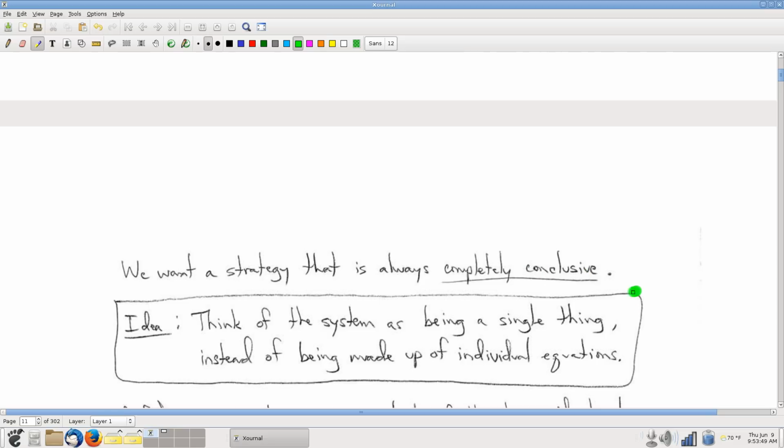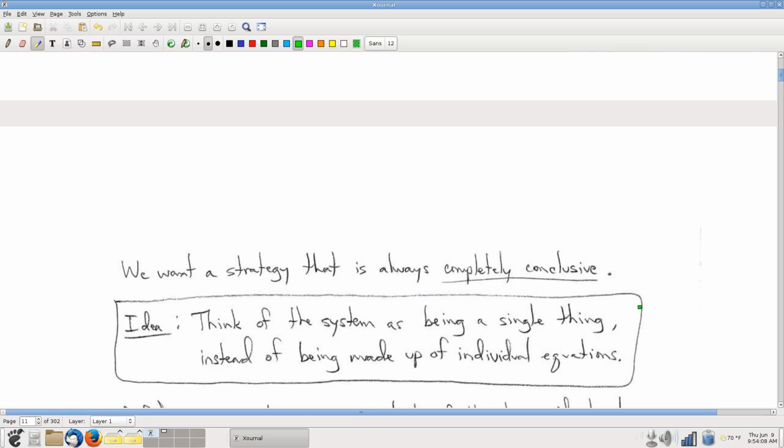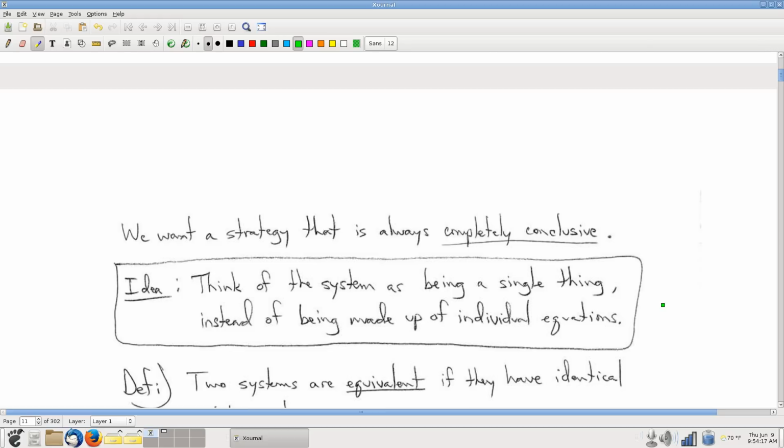The first idea is to change our point of view. We are not looking at a bunch of equations. We are looking at a system. Think of it as a singular thing, a single system, as opposed to multiple equations. Of course, there are multiple equations that are inside of the system, but the point is we want to focus our attention on the system, not on individually the equations.